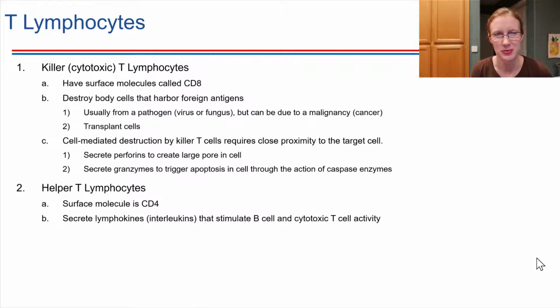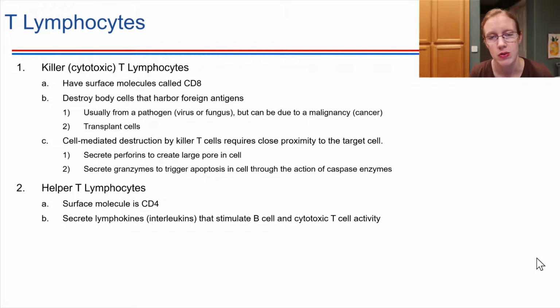Okay, second type of T cell is helper T cell. So this sounds like the complete opposite. A helper T lymphocyte. What do these do? They have a different type of molecule on their surface. CD4 is its name. And what these cells do primarily is produce interleukins. These are just cytokines produced by lymphocytes. They have a special name, interleukins or lymphokines. It's just a cytokine being sent from one immune cell to another.